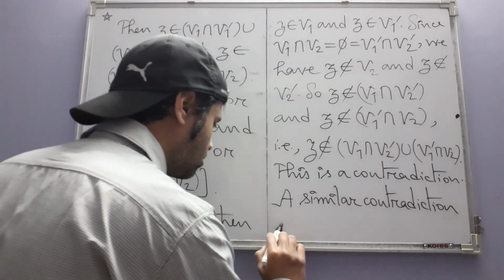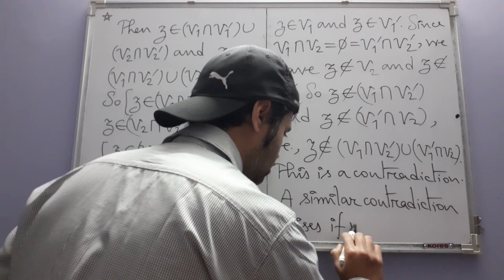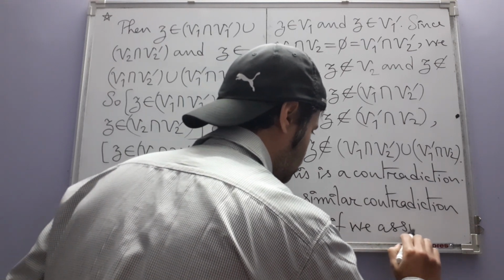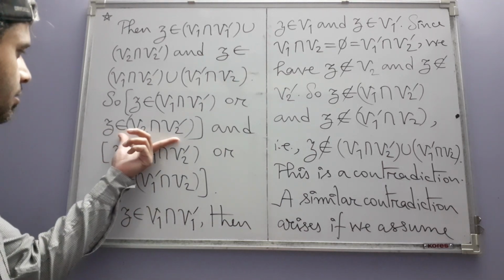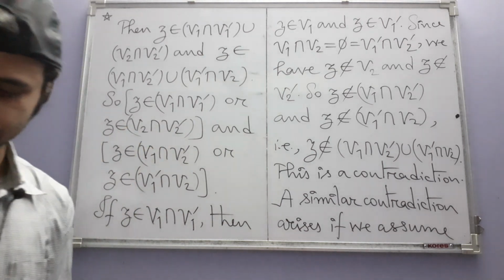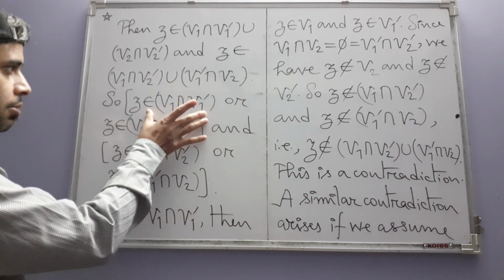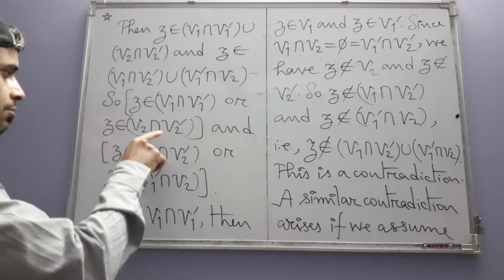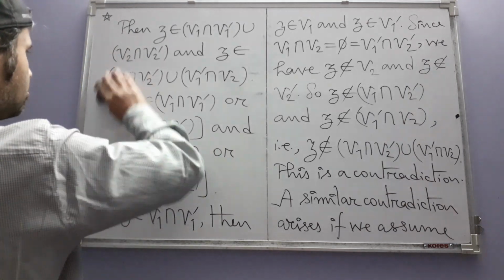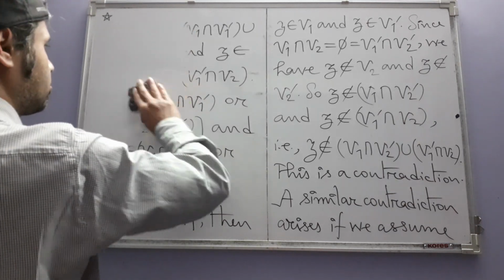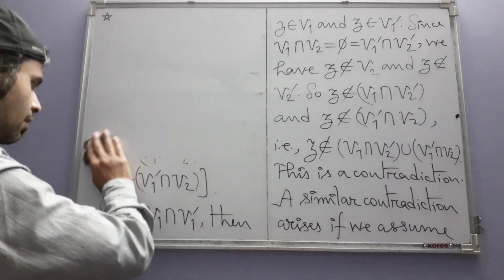A similar contradiction arises if we assume that Z belongs to this, because this one has arisen from assuming that Z belongs to this intersection. If you assume the other thing, then also you will get a contradiction similarly. So that means none of them can be assumed, which in itself is a contradiction.